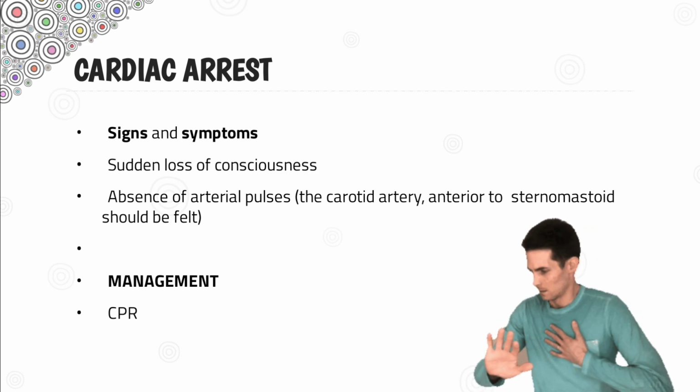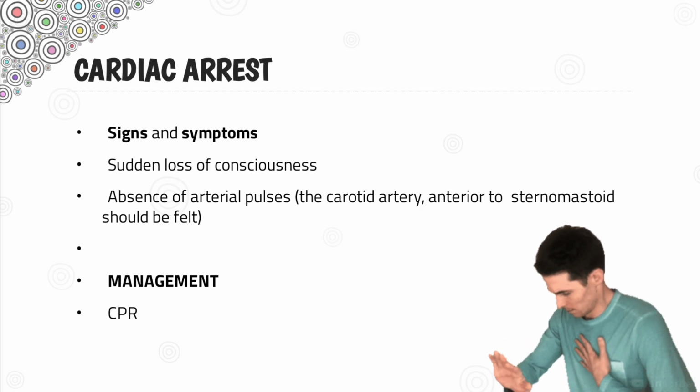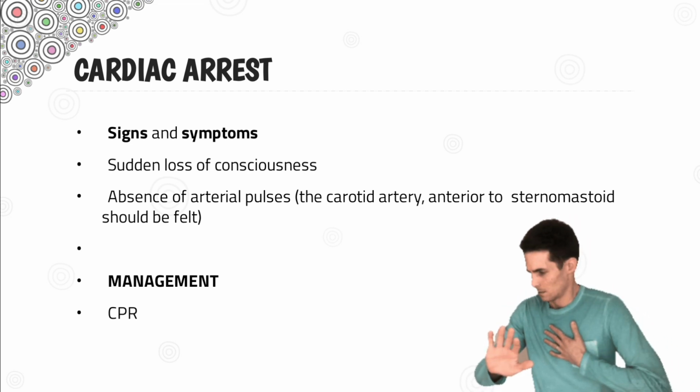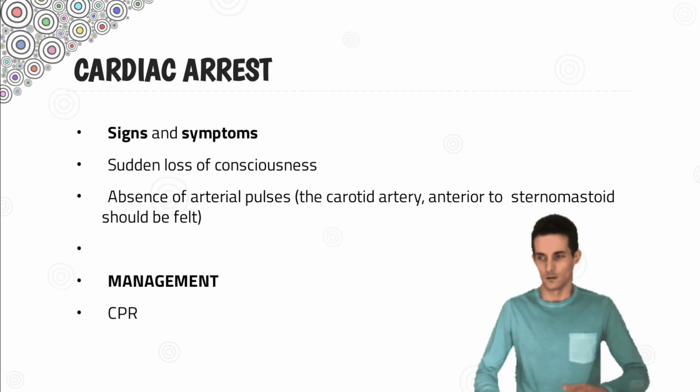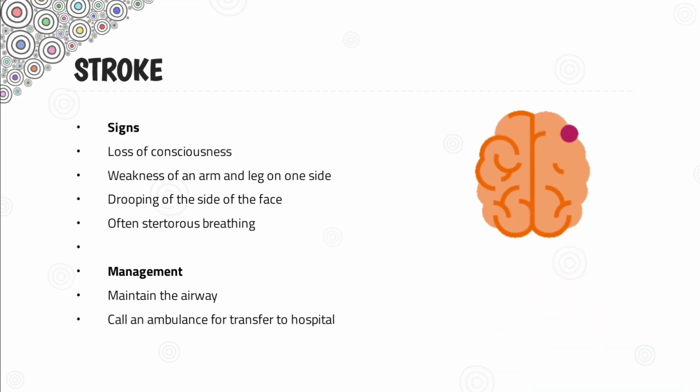Signs and symptoms will be sudden loss of consciousness and absence of arterial pulses, carotid artery, anterior to sternocleidomastoid. Management is by CPR. We have done a detailed video on how to give CPR. Please check it out. And the last one is stroke. Patient can lose consciousness due to stroke. Here again there will be loss of consciousness and weakness of an arm or leg on one side, drooping of one side of the face, and also stertorous breathing. Management is by maintaining airway and calling an ambulance for transfer to hospital.